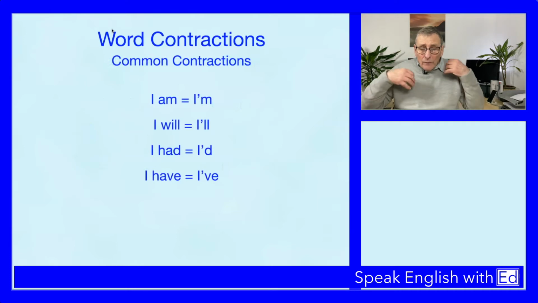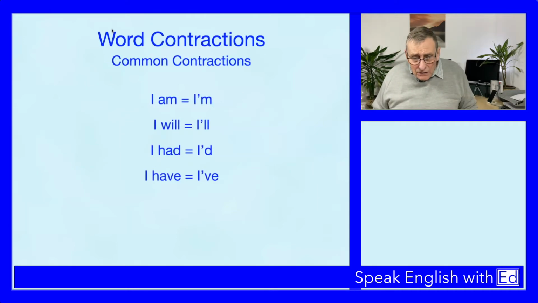So let's look at some common contractions. I am equals I'm. I will equals I'll. I'll do that. I'll go tomorrow. I'll do it in a minute. Whatever. Instead of saying I will, you say I'll.